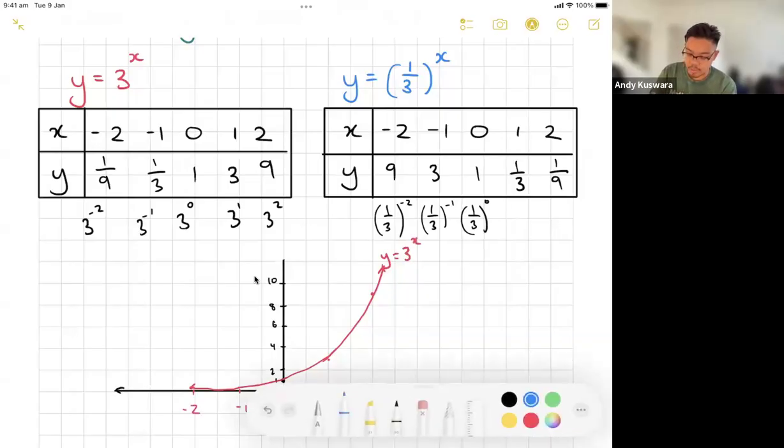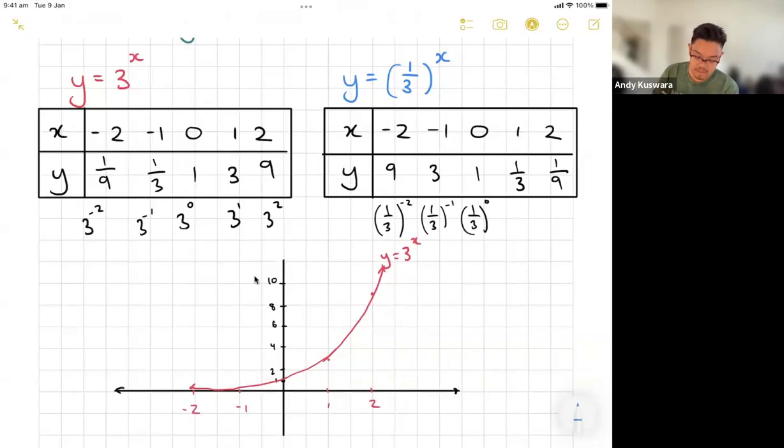And if I was to sketch the blue one, what you'll notice is it actually goes in the exact opposite direction. So when x equals -2, y equals 9. So I'm going to kind of match that up there. That's about here. And when x equals -1, it equals 3. So that would be roughly about there. And then when it was 0, it was 1. So it goes through that same point as the other one. And then it gets smaller and smaller. At 1, it's a third. So just pretend that's a third and pretend that's 1 on 9.